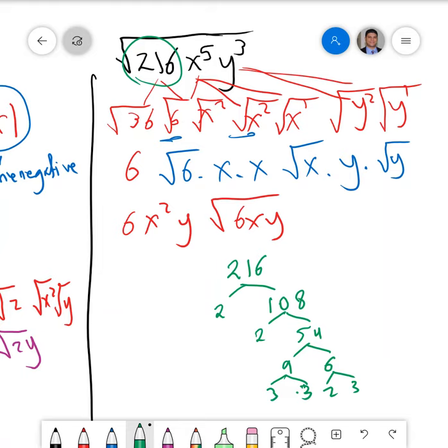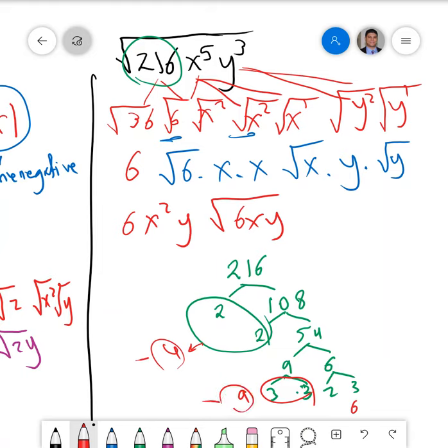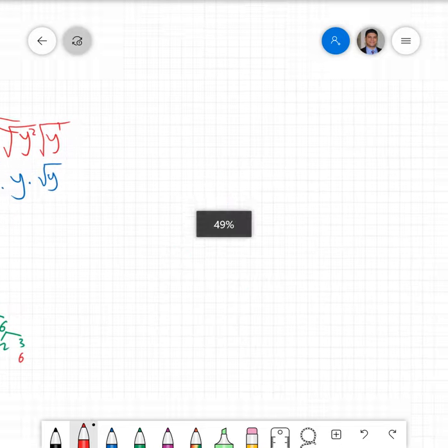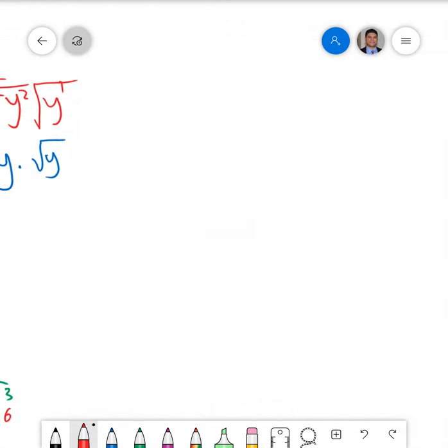So for each 2 factors, we have a perfect square. So here, these 2 factors represent a perfect square. So we have 4, we have 9, and we have 6. And the square root of 4 is 2, the square root of 9 is 3, 2 times 3 is 6. Okay, now your turn. Simplify.